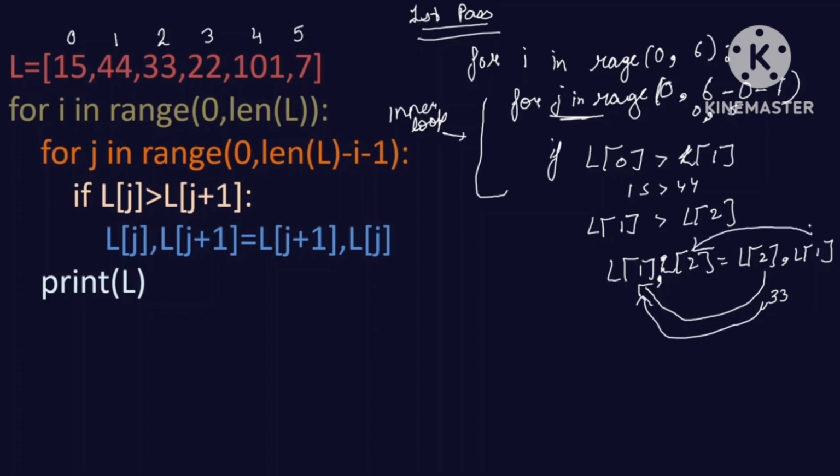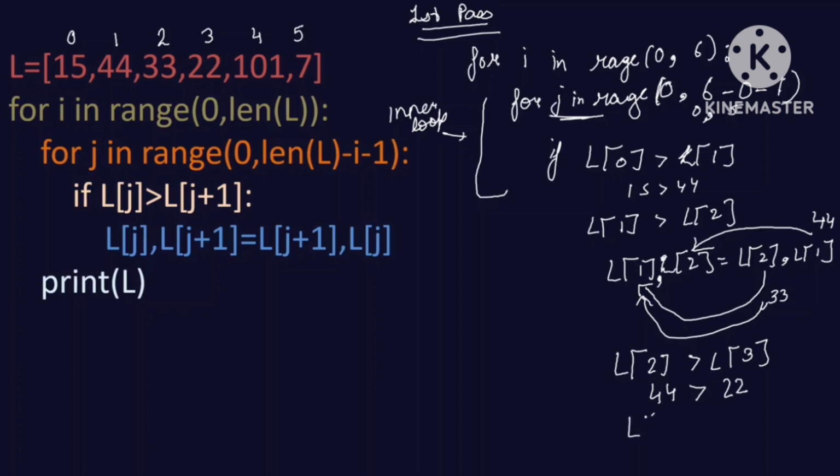Next, we will compare L2 greater than L3. Now in L2, 44 will be there. So 44 we will compare with 22. 44 is greater than 22, true. Again swapping will happen. So instead of 22, 44 will be there.